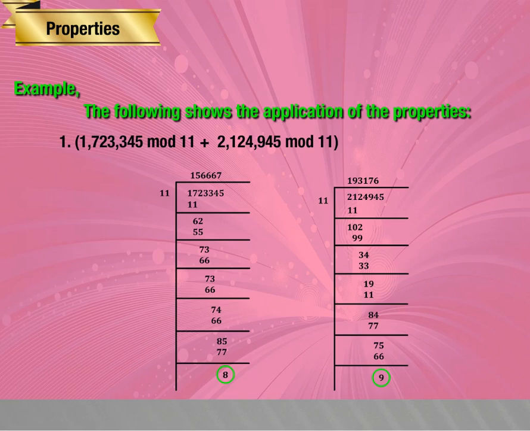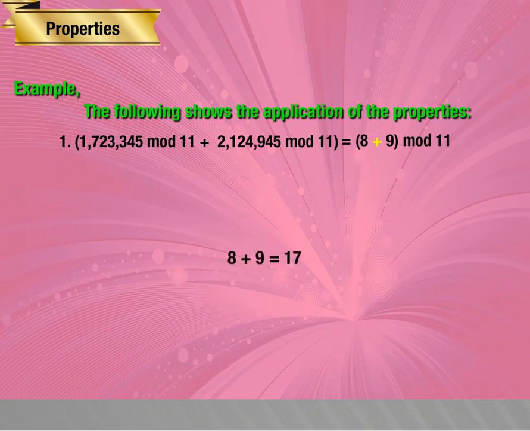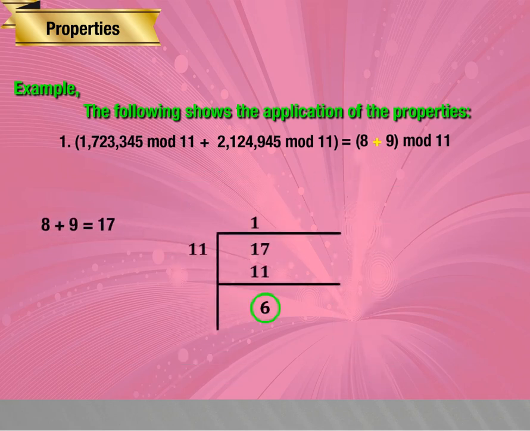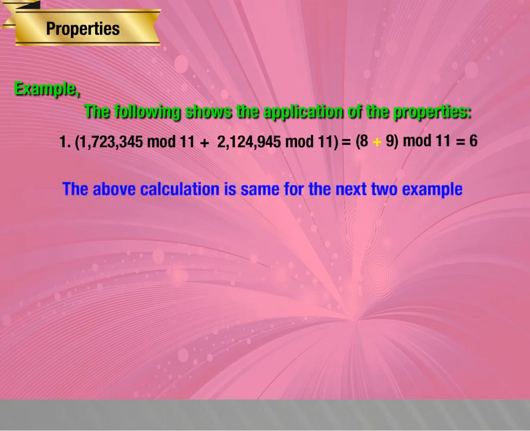17,23,345 mod 11 plus 21,24,945 mod 11 is equal to 8 plus 9 mod 11, which is equal to 6. The above calculation is same for the next two examples.